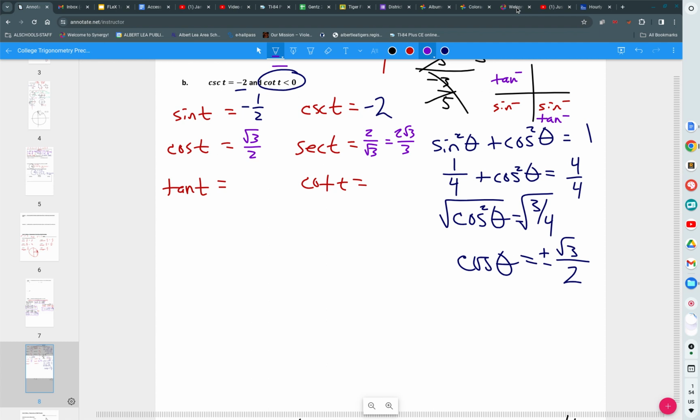And then to get tangent, we take negative 1/2 divided by the root of 3 over 2. I multiply by my reciprocal. Those cancel, and I get negative 1 over the root of 3.